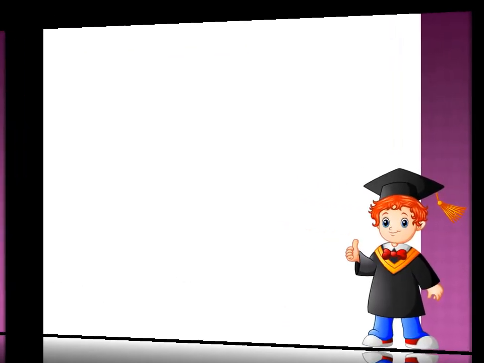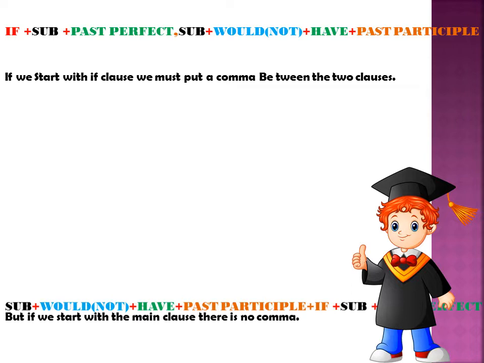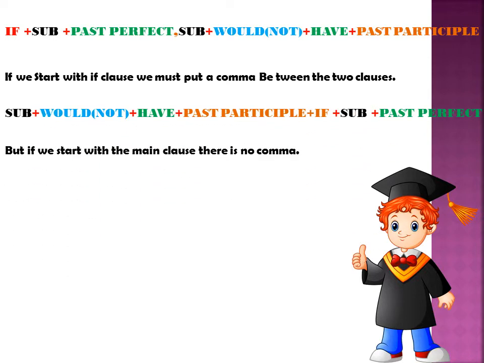In general we can say that the form of the third conditional is: if plus subject plus past perfect, comma, then subject plus would or would not plus have plus past participle. We can start with the if clause or with the main clause, but you must keep in mind that if we start with the if clause, we must put a comma between the two clauses. And if we start with the main clause, like subject plus would or would not plus have plus past participle plus if plus subject plus past perfect, we don't have to put a comma between the two clauses.